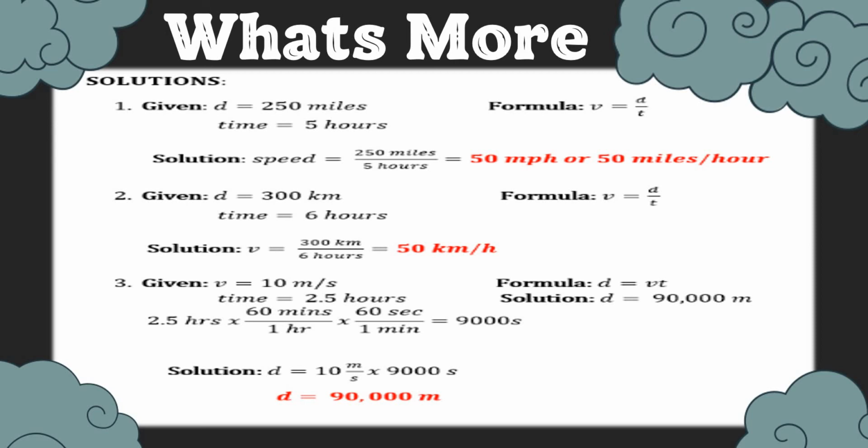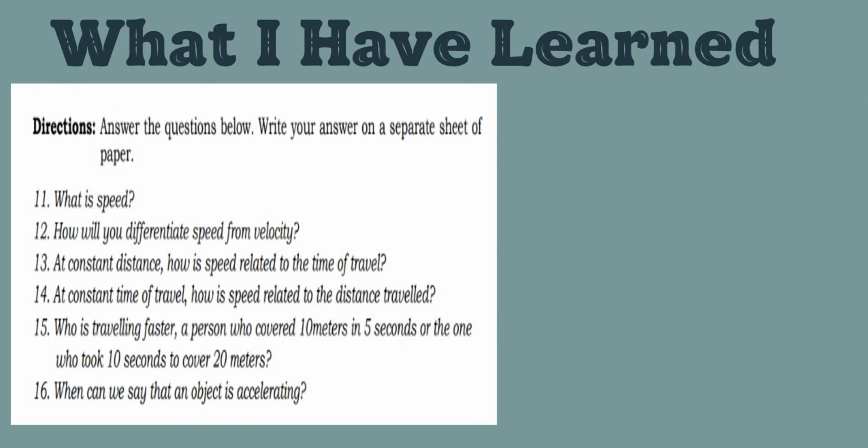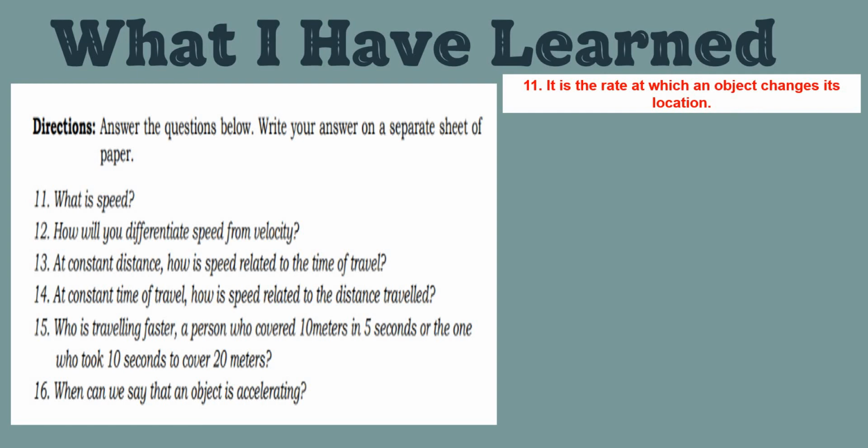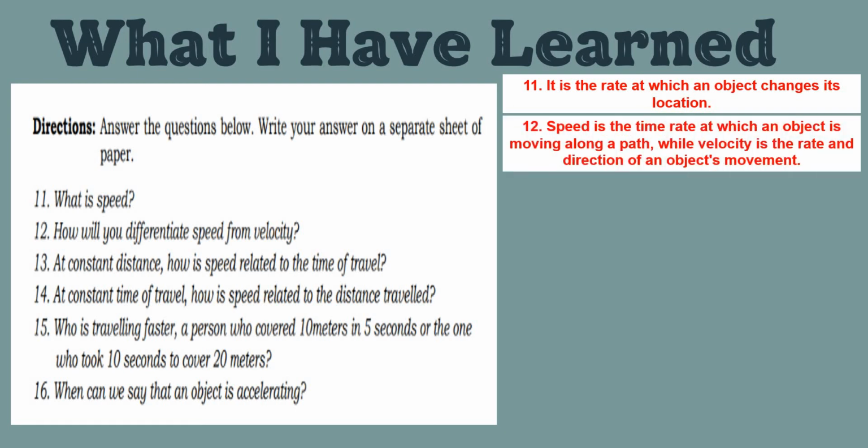So for this, congratulations. So what I have learned. So we need to answer this. What is speed? It is the rate at which an object changes its location. How will you differentiate speed from velocity? Speed is the time rate at which an object is moving along a path, while velocity is the rate and direction of an object's movement.